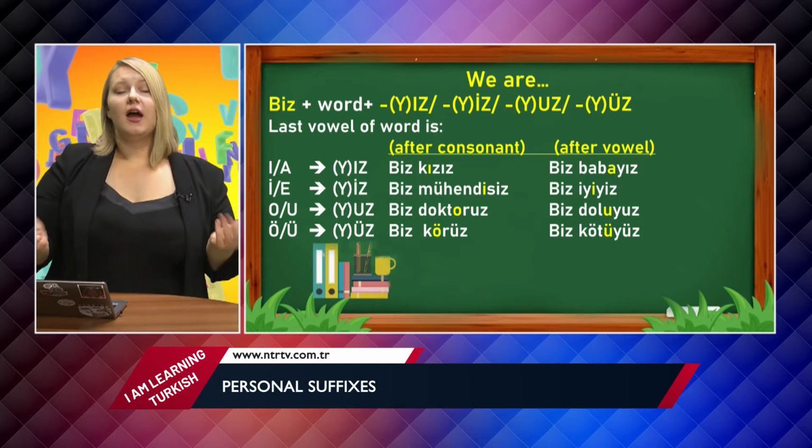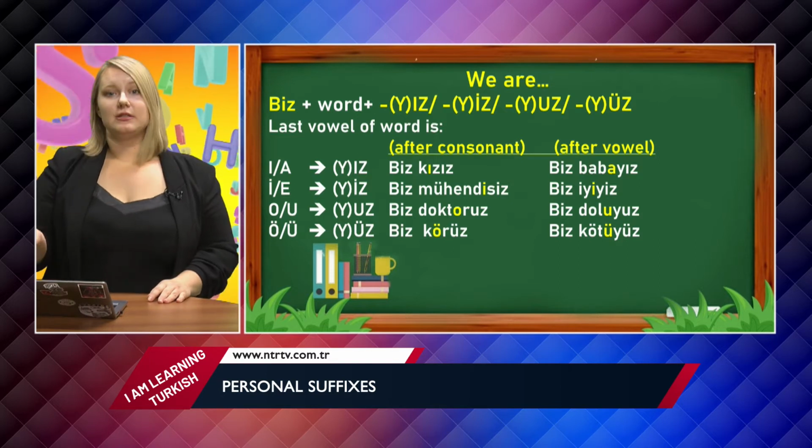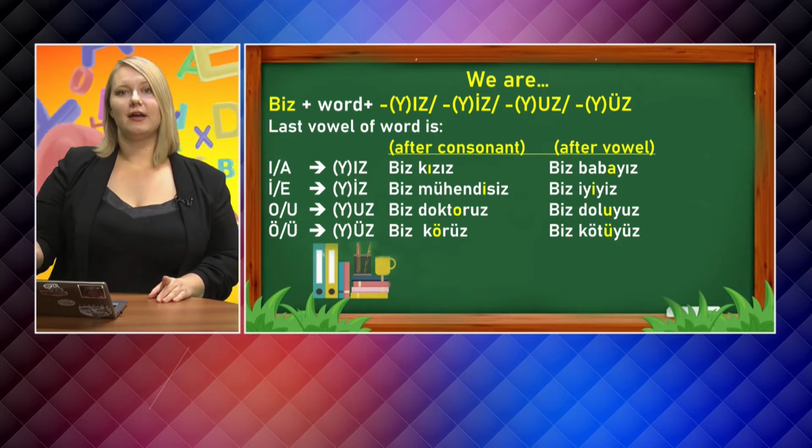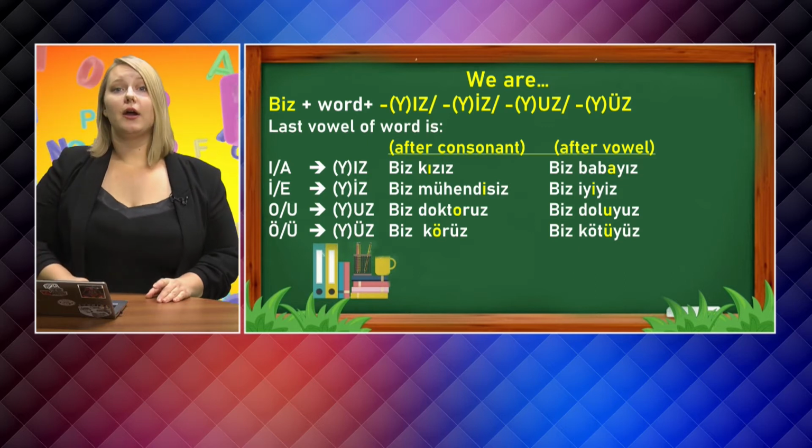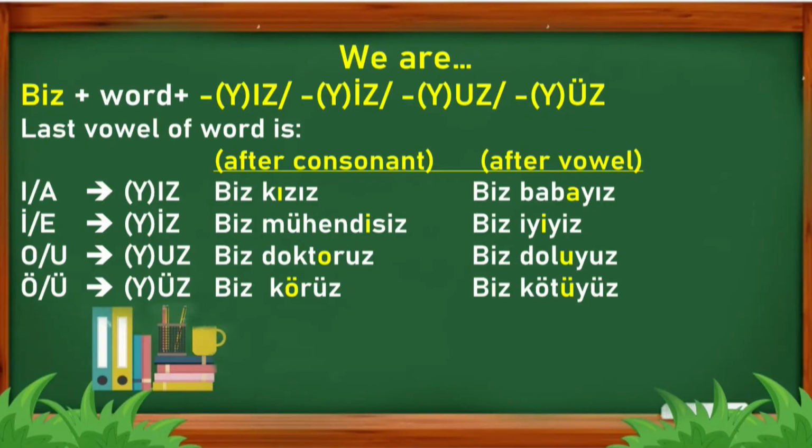As an example, we already know all these words. We have biz kızız, we are girls, and biz babayız, we are fathers. Biz mühendisiz, we are engineers. Biz iyiyiz, we are good. Biz doktoruz, we are doctors. Biz doluyuz, we are full. Biz körüz, we are blind. And biz kötüyüz, we are bad.